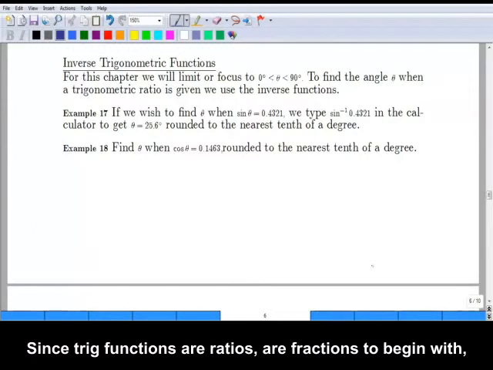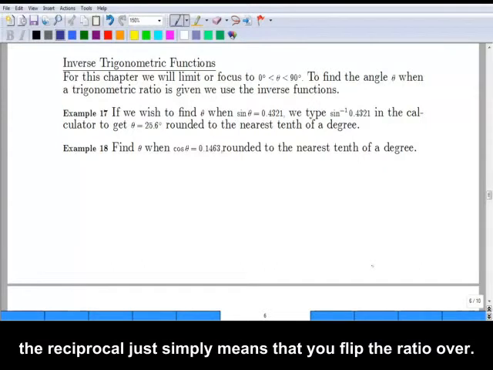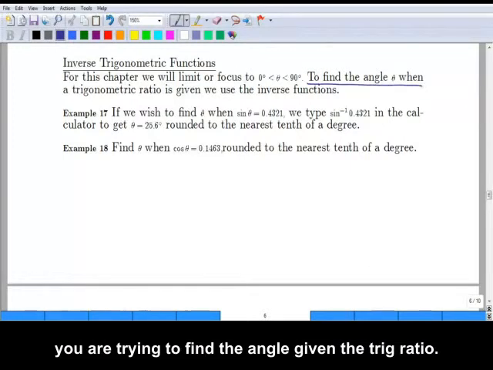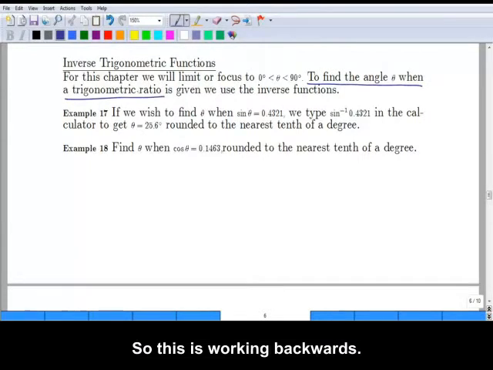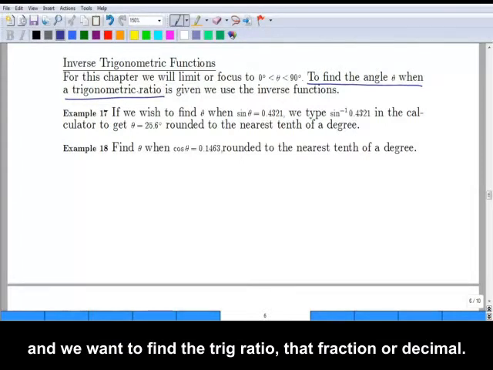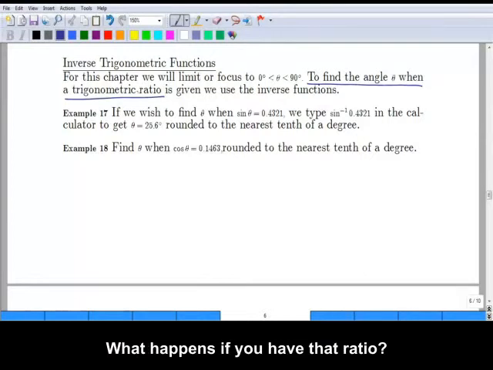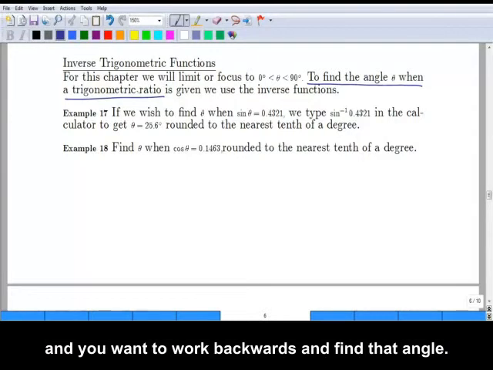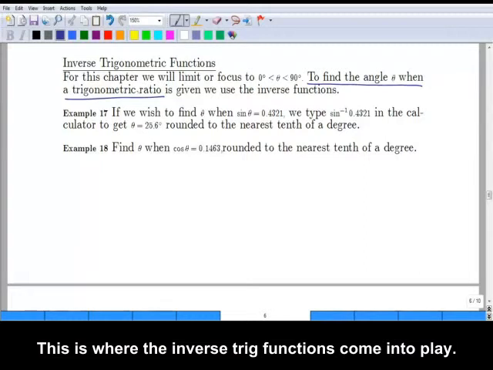Since trig functions are ratios, are fractions to begin with, the reciprocal just simply means that you flip the ratio over. The inverse, on the other hand, is when you are trying to find the angle given the trig ratio. So this is working backwards. So far we've been given an angle and we want to find the trig ratio, that fraction or decimal. What happens if you have that ratio, you've gone out and measured two of the sides of the triangle, and you want to work backwards and find that angle? This is where the inverse trig functions come into play.